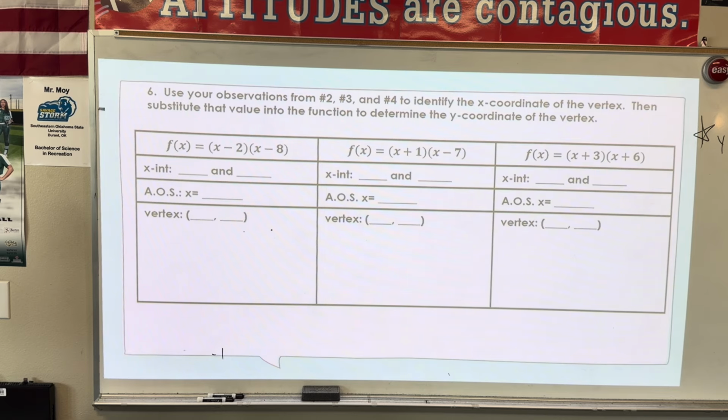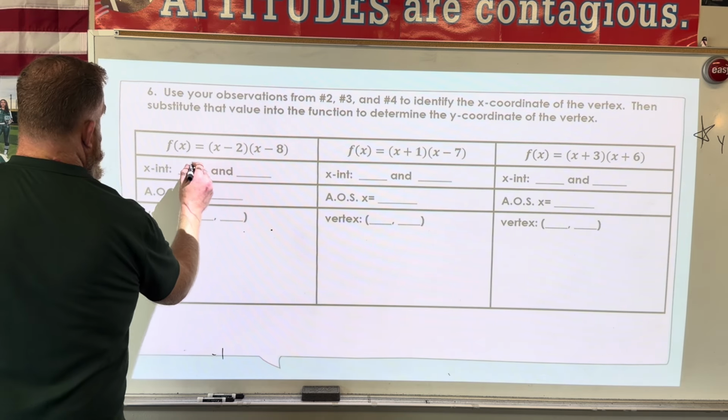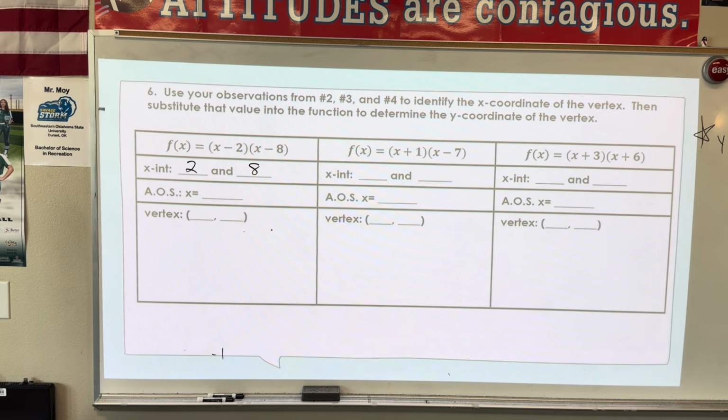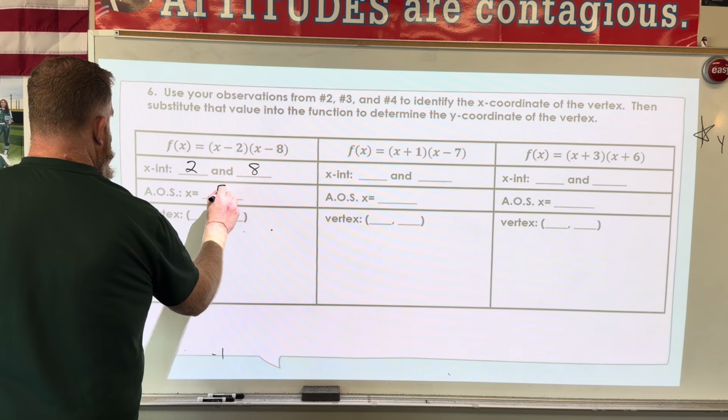I'm going to show you how to do this. This is not overly complex. What are my two x-intercepts? 2 and 8, yes? What number is halfway between 2 and 8? Is it 5? Do I need to draw it to be sure?